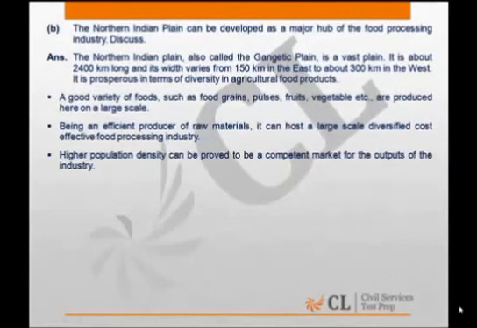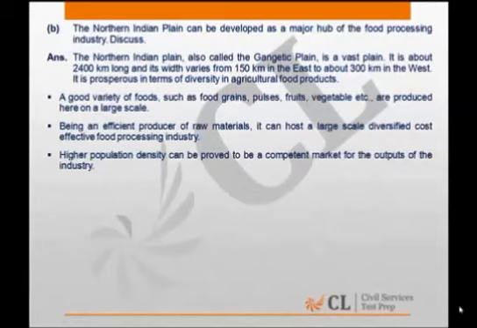Question 20 Part B. The northern Indian plain can be developed as a major hub of the food processing industry. Discuss. First of all, why northern Indian plain? Because the food production is high. So there is easy availability of raw materials, cheap labor and market access. This is the primary reason, or the synopsis of this question.